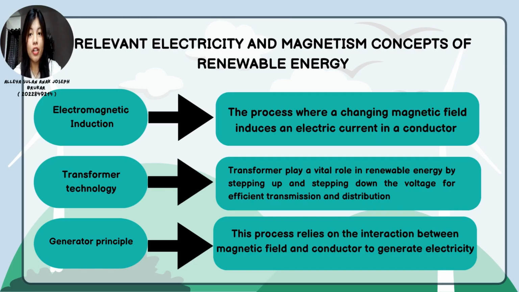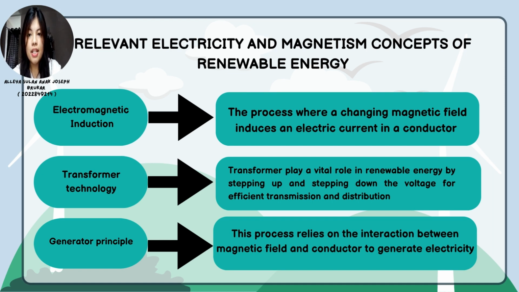Next part is the relevant electricity and magnetism concepts of renewable energy. The first one is electromagnetic induction. Electromagnetic induction is the process where a changing magnetic field induces an electric current in a conductor.